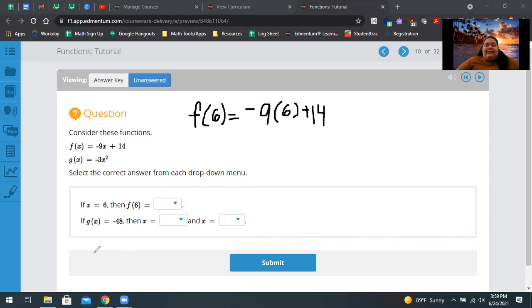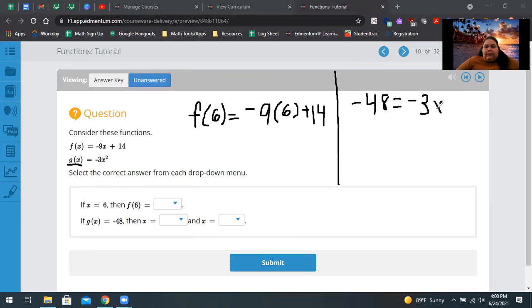The next one says g of x equals negative 48, then x is equal to. Here it is a heads-up indicator: you're going to get two answers. This one is set up differently. It's not where you plug in the value; they're telling you g of x. So I'm going to replace this whole thing with that negative 48. Instead of g of x, I'll write negative 48 is equal to negative 3x squared.